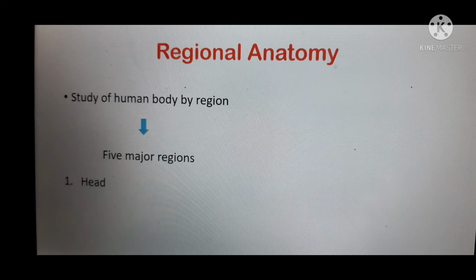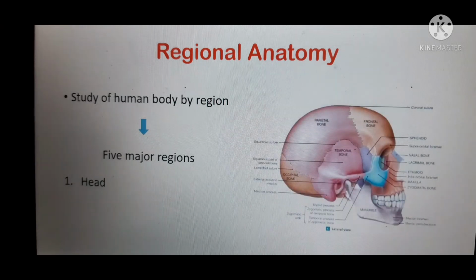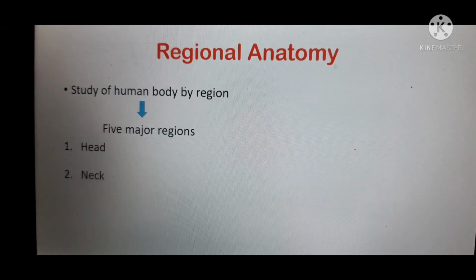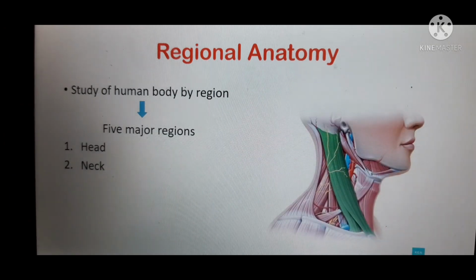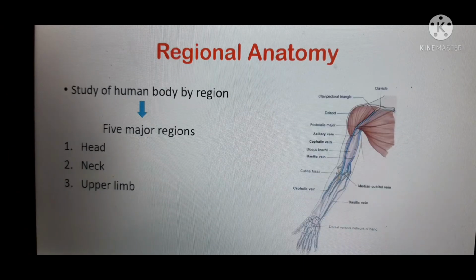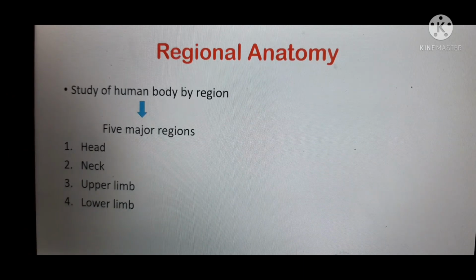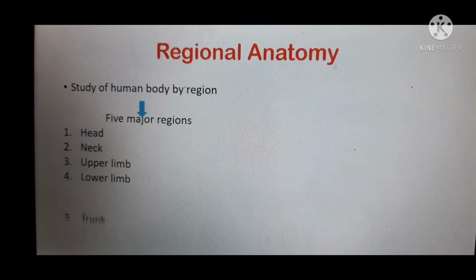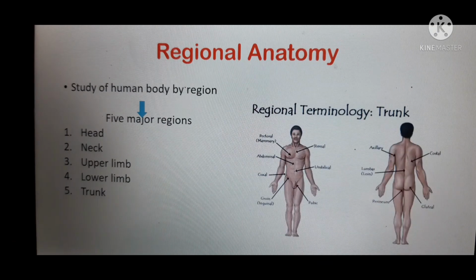The first one is the head. The second one is the neck region. The third one is the upper limb region. The fourth one is the lower limb region. And the fifth one is the trunk region.